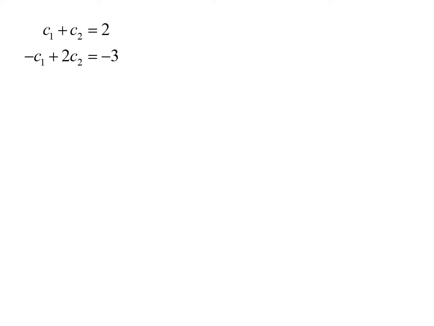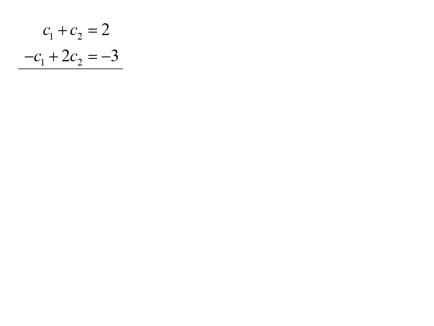So we have this system of two equations, c1 plus c2 equals 2, and negative c1 plus 2c2 equals negative 3. When you encounter a system of equations like this, you can use whichever method you're most comfortable with. You can use elimination or substitution, Cramer's rule, matrices, whatever your favorite method is to solve a system of two equations with two unknowns.